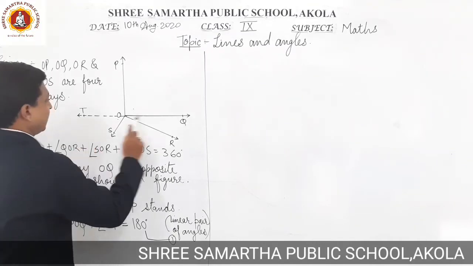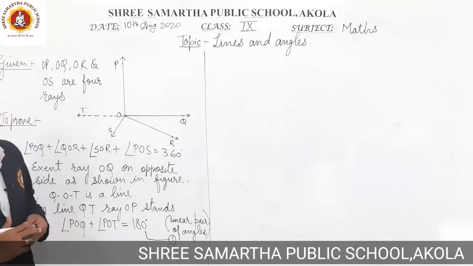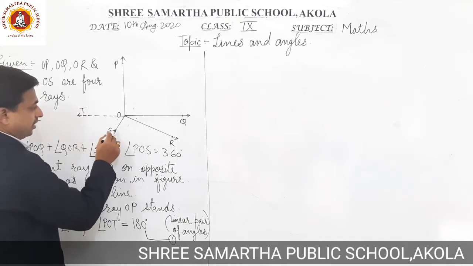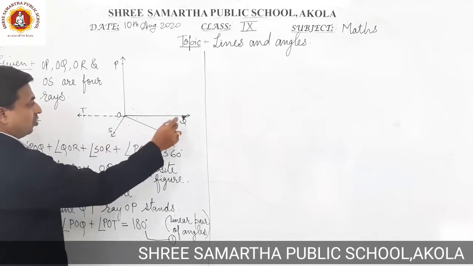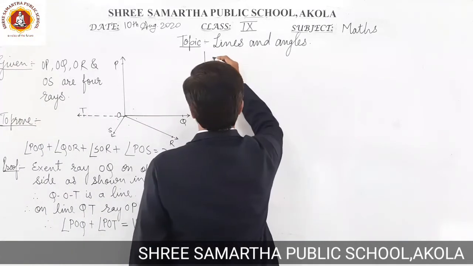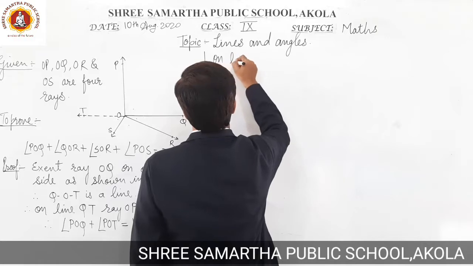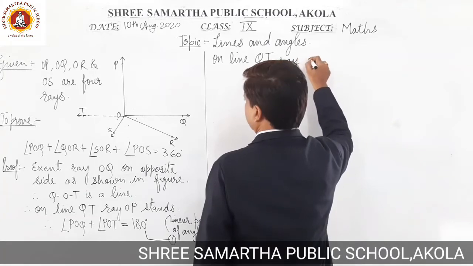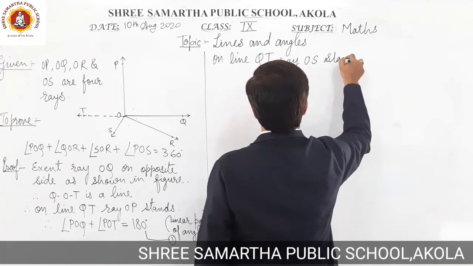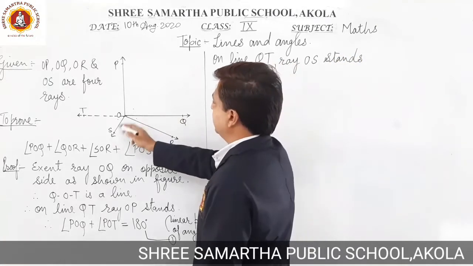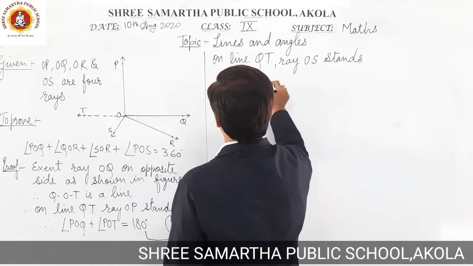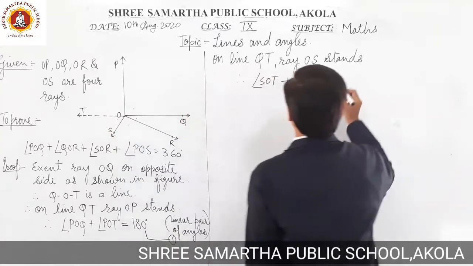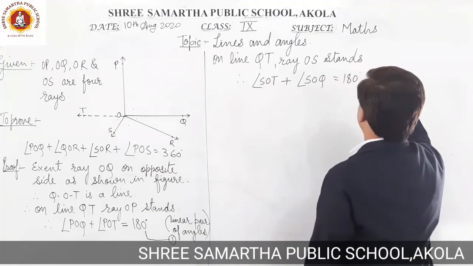Now if you consider this straight line QOT, suppose ray OS stands on it. Then angle SOT plus angle SOQ is equal to 180 degrees, by the linear pair of angles.